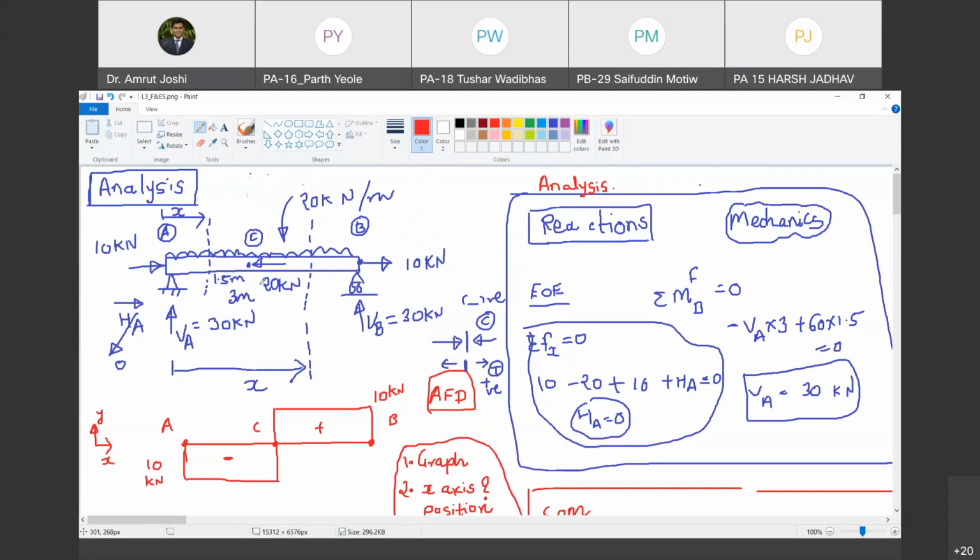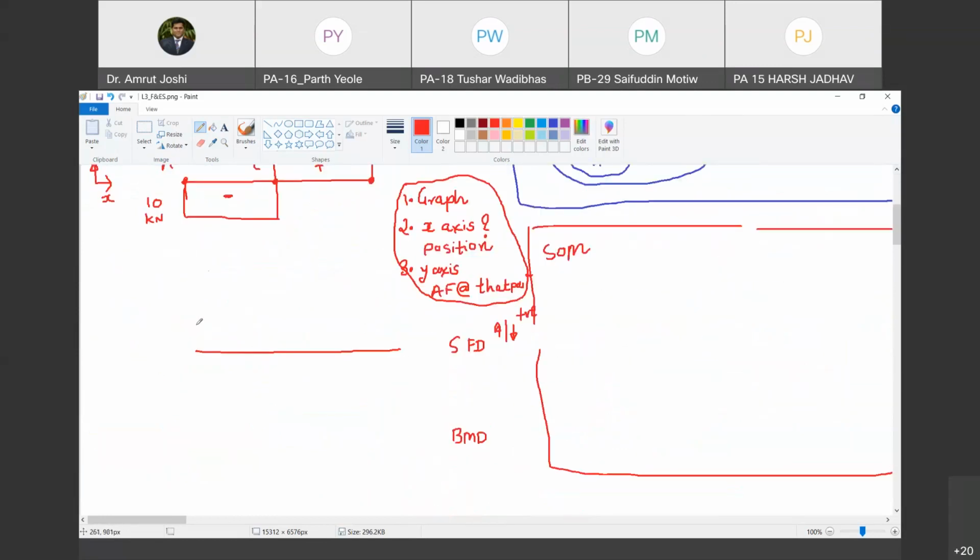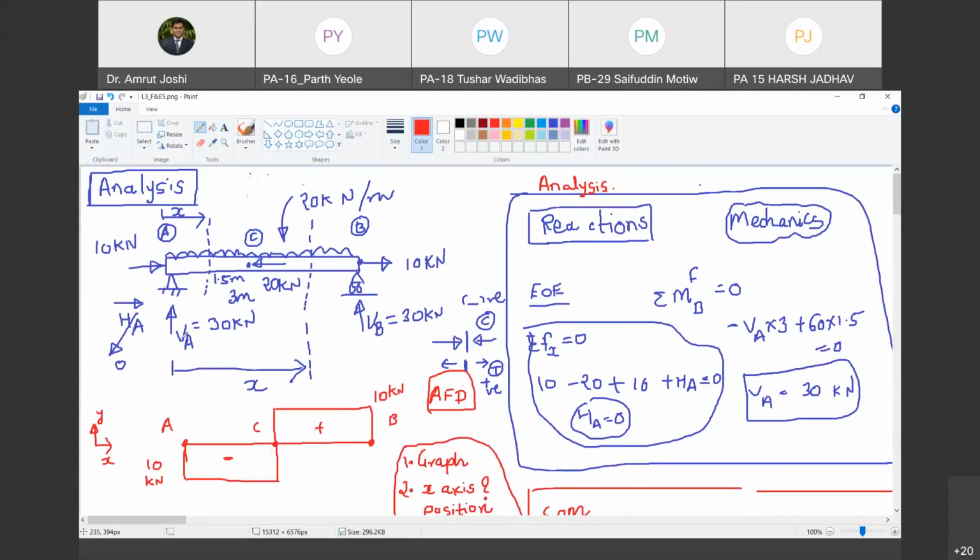Are you concerned about 10 kilonewton, 20 kilonewton and 10 kilonewton? Or are you concerned about VA, 20 kilonewton per meter and 30 kilonewton? Bolo? Sir, the UDL and the normal reactions. Absolutely. So this all has been done in strength of materials. Nothing much to think about it. We know how the shear force diagram for this looks like.